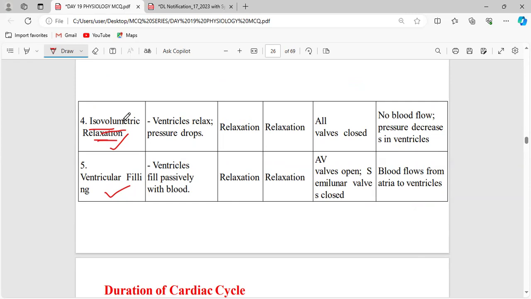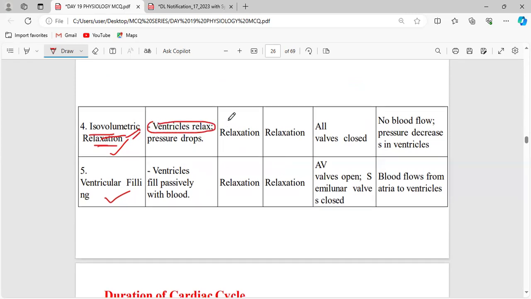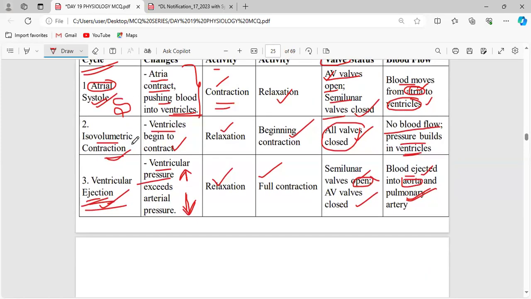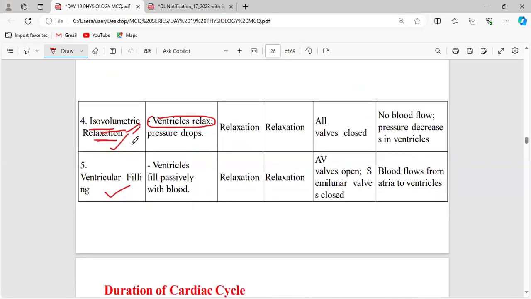Here, as it is an isovolumetric relaxation, the ventricle is getting relaxed. What are all the events we have seen in the isovolumetric contraction? It is just antagonistic to isovolumetric relaxation. In isovolumetric contraction, the ventricle contracts and the pressure gets higher. And in relaxation, the ventricles will be relaxed and the pressure is reduced. And what is the status of the atrium? It is also relaxed. And what is the status of the ventricles? It is also relaxed.